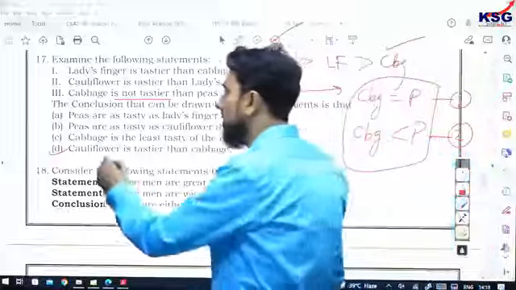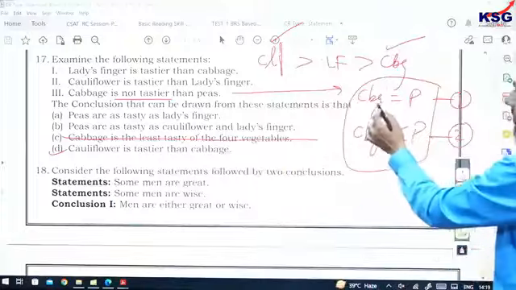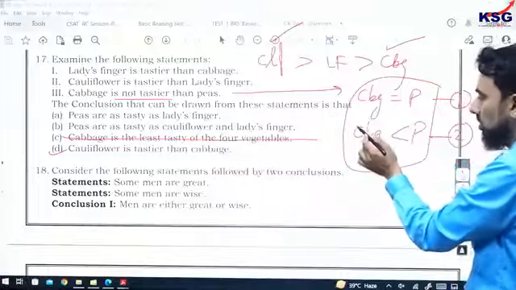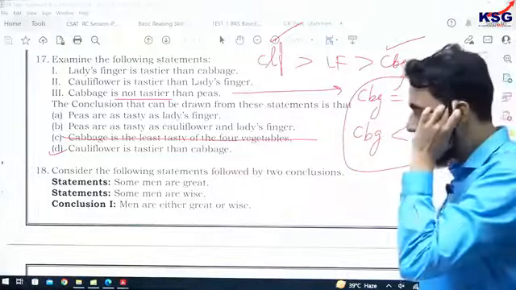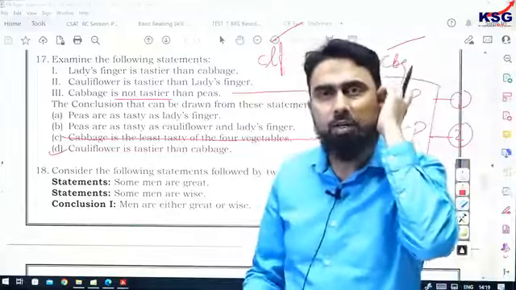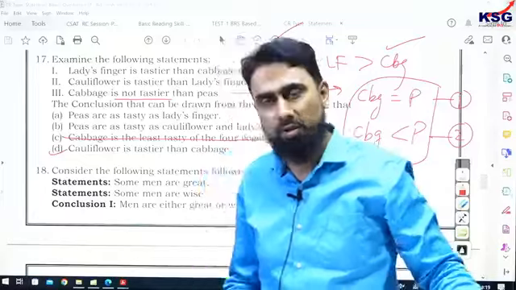That's the reason C is wrong, because it says cabbage is the least tasty of the four vegetables, whereas there is a possibility that they are of the same taste also. So it has simply overlooked the first possibility. So reading for implication, complete meaning, and using symbols is strongly recommended.